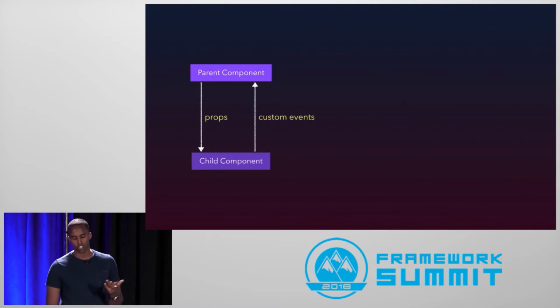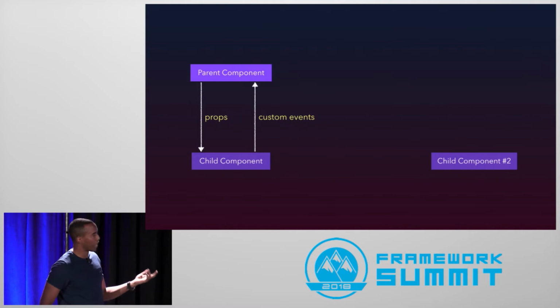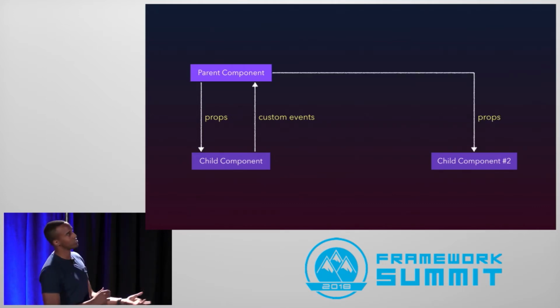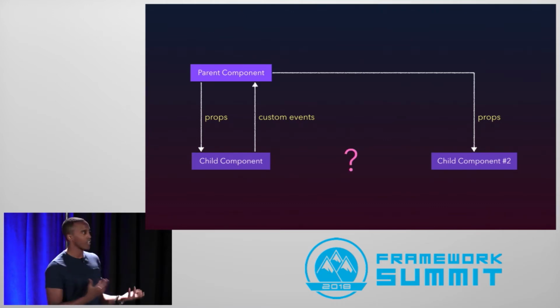But then what if we wanted to introduce another component, which is a child of the parent, but a sibling to the first child component? If we wanted to have data from the parent down to this child, we'll use props as well. But what if we wanted basically the 2 different child components to sort of communicate or pass information between one another? What do we actually do here?